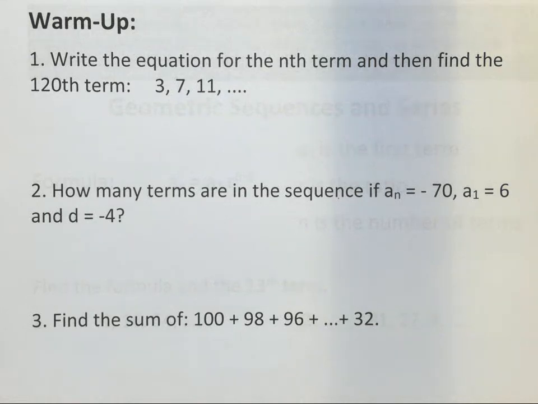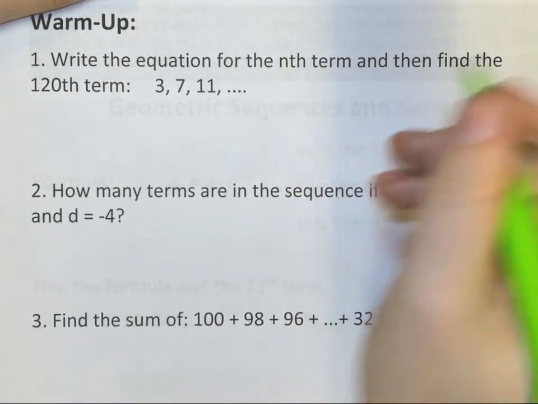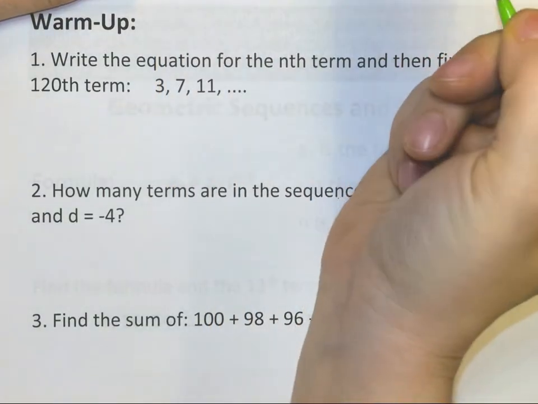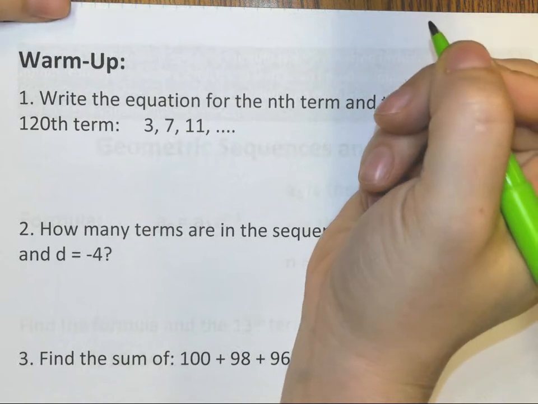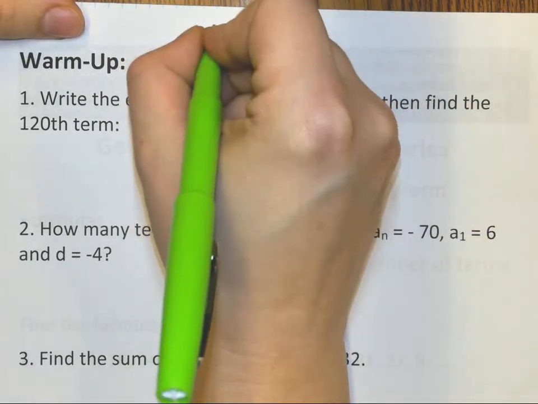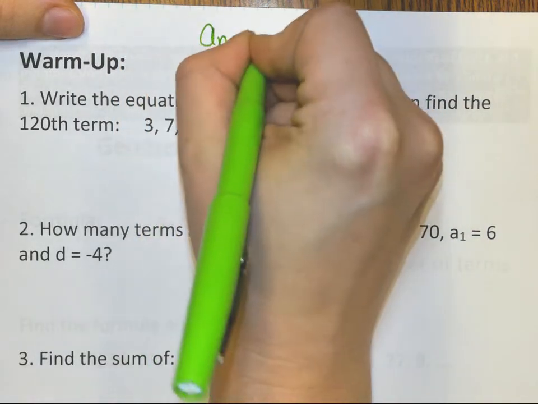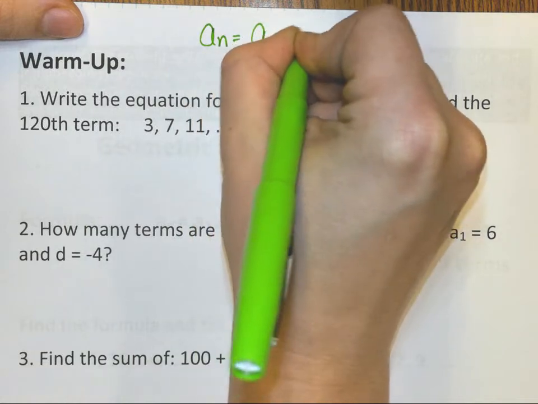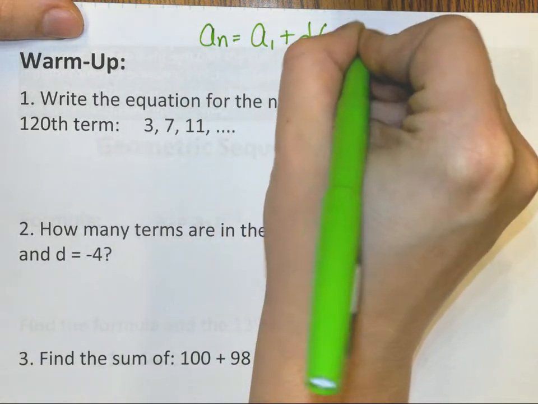Okay, so we're going to be doing our warm-up here. The first thing says write an equation for the nth term. Well, for all of these problems, you need to have your formulas pretty much memorized, right? You can't get away without that. So the nth term is the first term plus the difference times n minus 1.